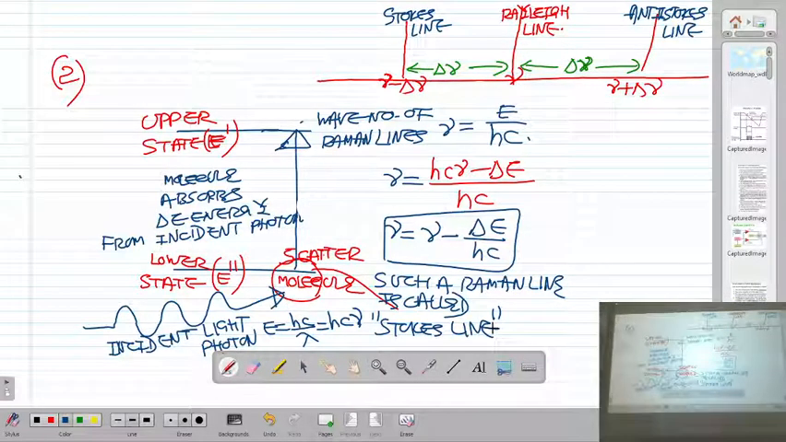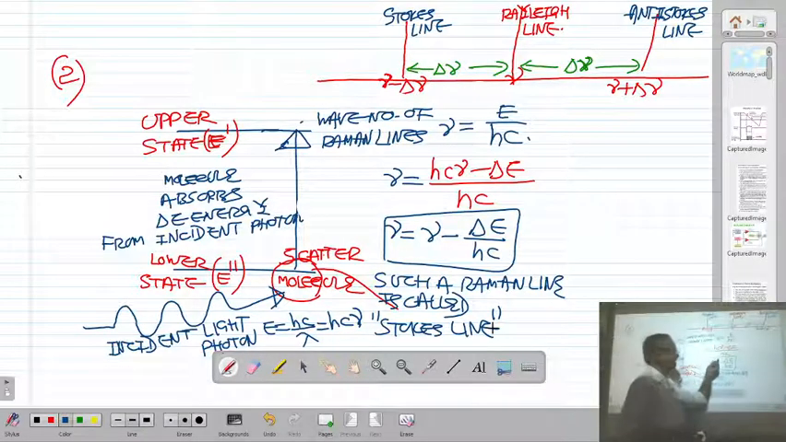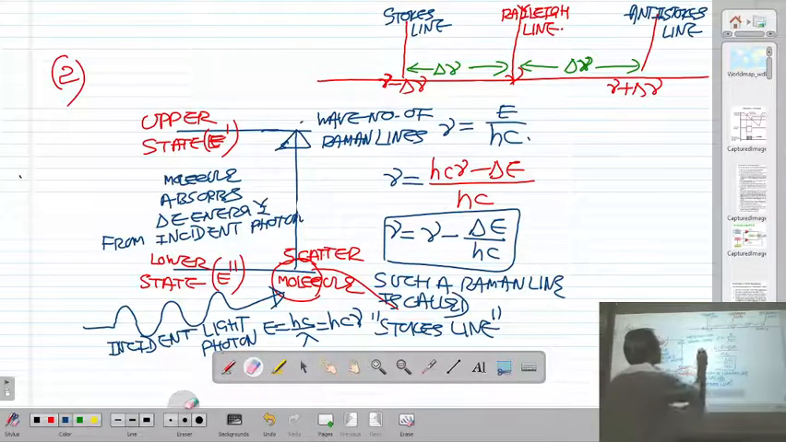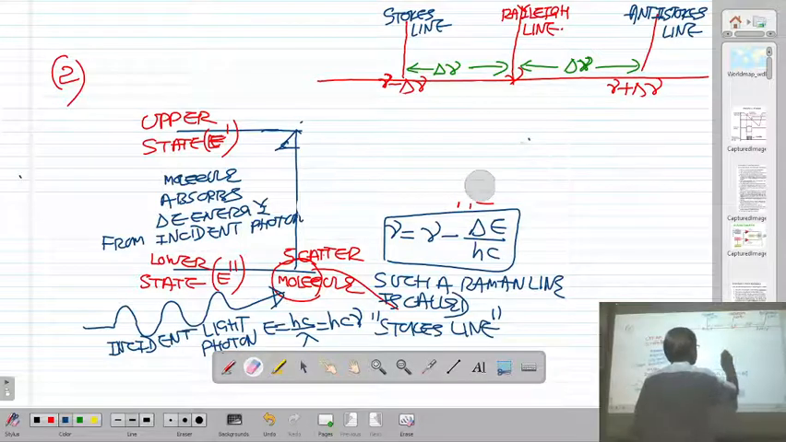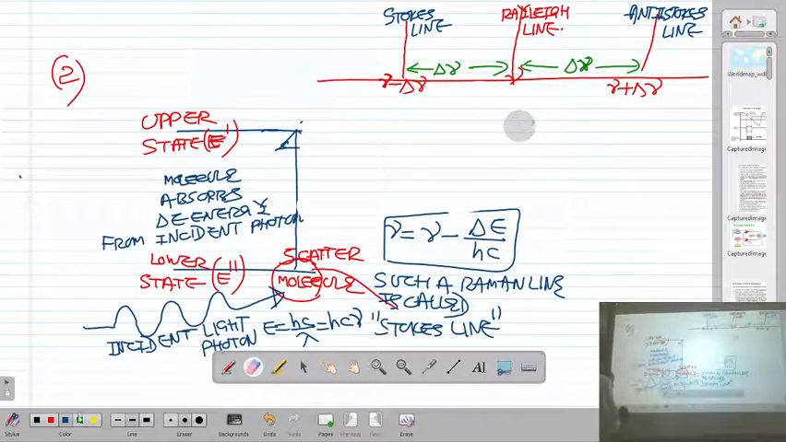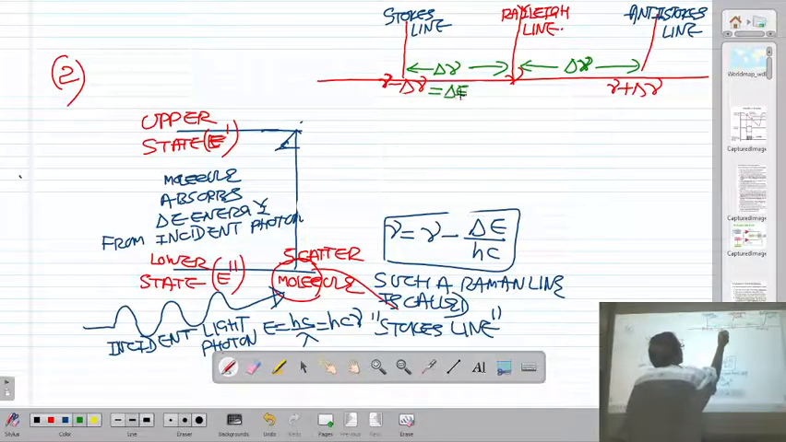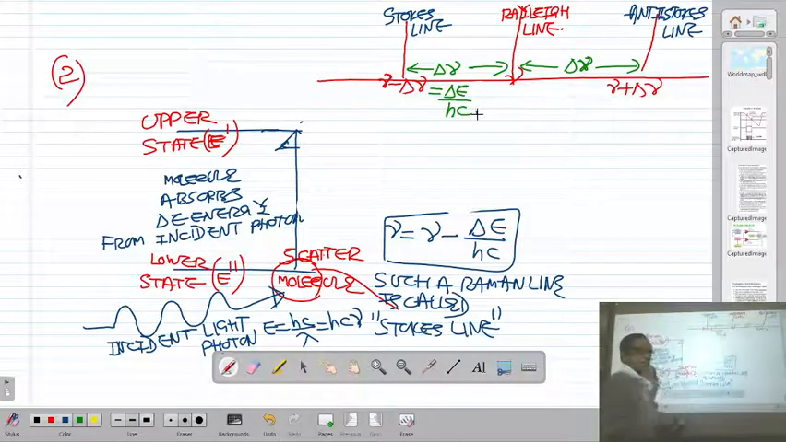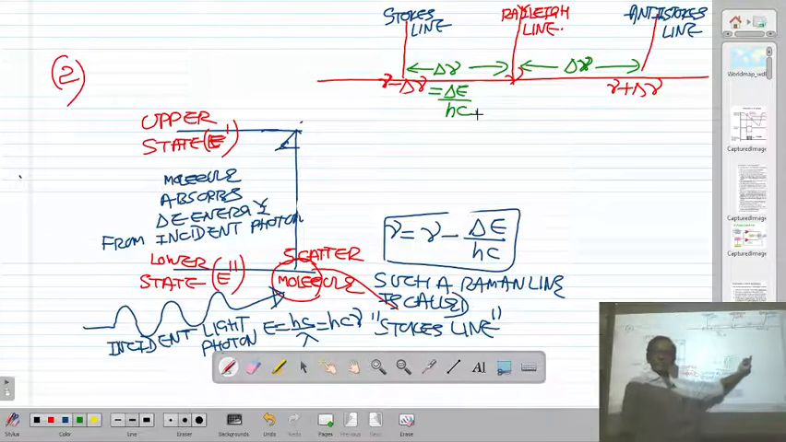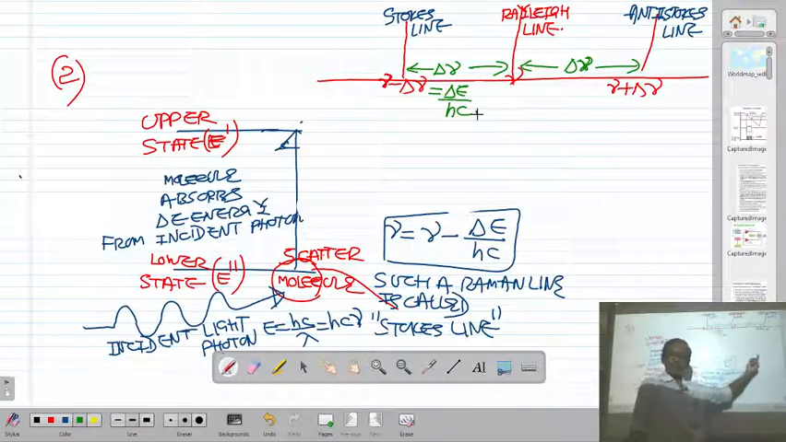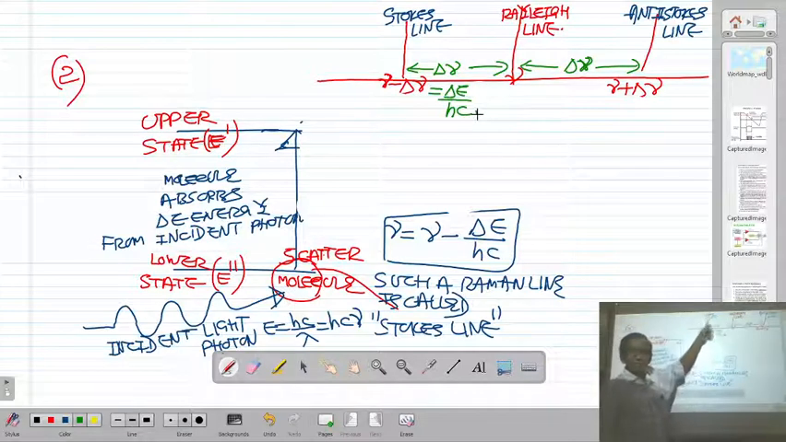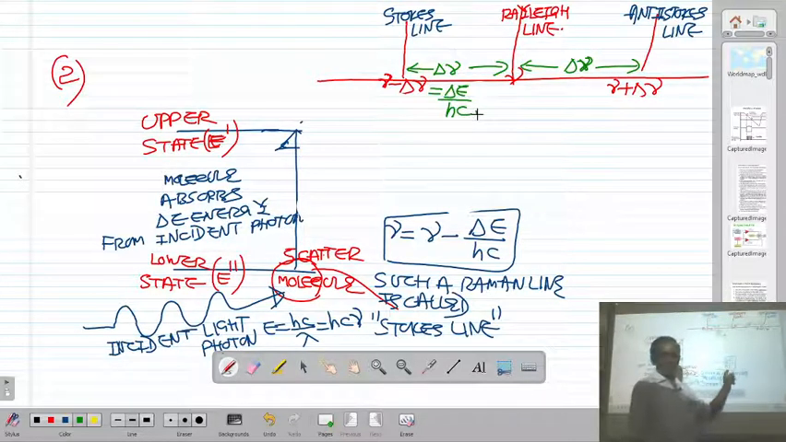Such a Raman line is called a Stokes line, whose wave number is less than the wave number of the incident light: nu minus delta E over hc. What is the wave number shift? The wave number shift delta nu is equal to delta E upon hc, because nu is the original wave number of the incident light, and the wave number of the Stokes line is nu minus delta E upon hc. So the wave number shift is delta E upon hc.